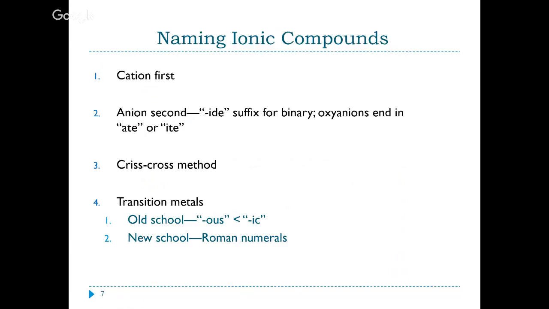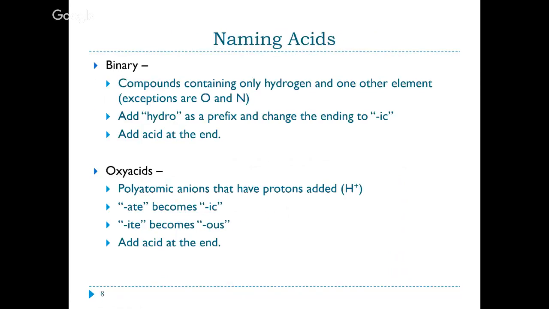And we never, ever, ever use Roman numerals on things that are not transition metals. So I would never say sodium 1 chloride, because sodium's always a +1. You only use those Roman numerals when it is an element that can do different things. So naming ionic compounds was looking at how metals and nonmetals come together, or how a cation and an anion bond, and how we name it.